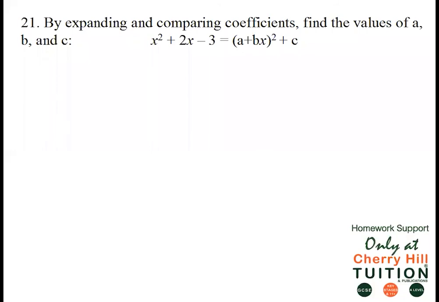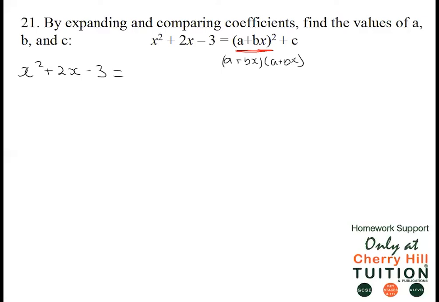So now we are moving on to expanding and comparing coefficients in order to find the values of a, b, and c. So in questions like this, the first thing we need to do is expand this part here. So let's rewrite this. X squared plus 2x minus 3 is equal to, so this is the same thing as this.